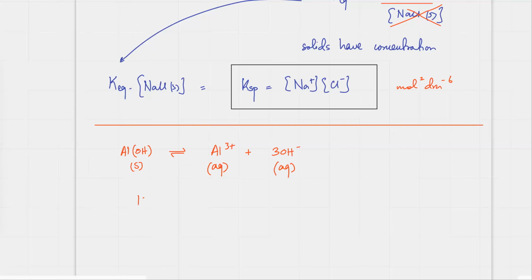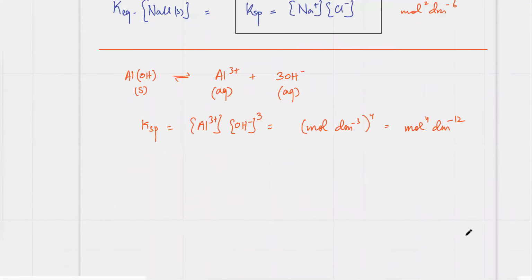The Ksp in this case is going to be products over reactants. The reactant is a solid, so it's 1. So it's just products, which is aluminum ion concentration multiplied by the OH ion concentration, and that's going to be cubed. And the unit in this case would be mole to the power 4 dm minus 12. Is this clear?